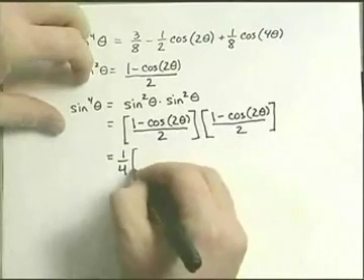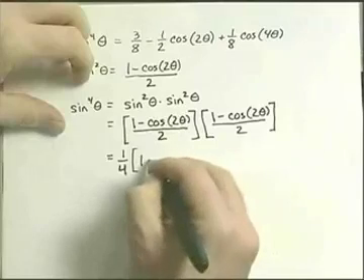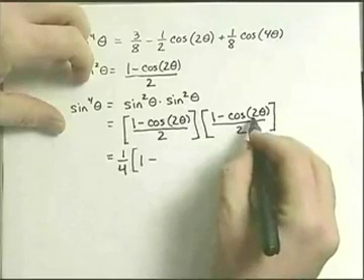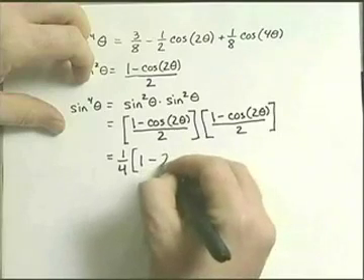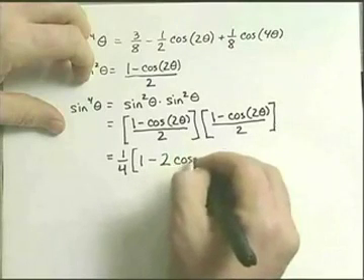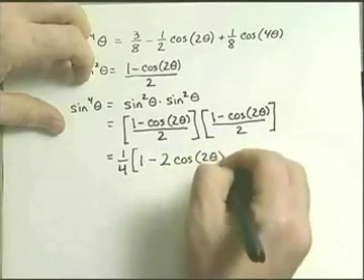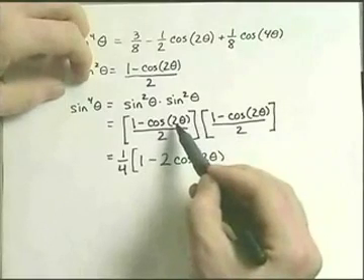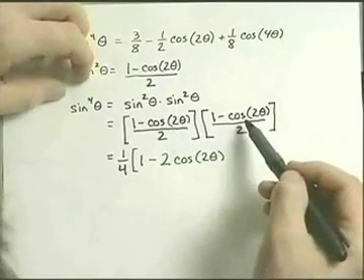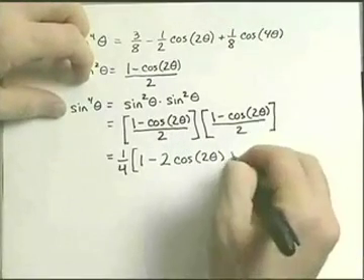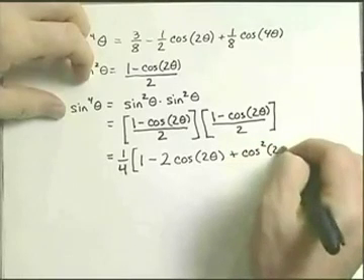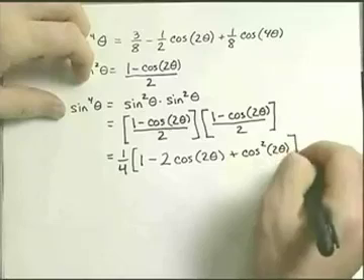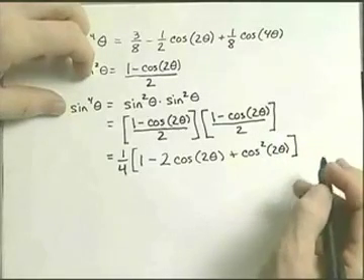First is 1 times 1 is 1. Outer gives me a minus cosine 2 theta. Inner gives me a minus cosine 2 theta. So I have minus 2 cosine of 2 theta. Last gives me minus cosine of 2 theta times minus cosine 2 theta. So that's plus cosine squared of 2 theta. And we close the parenthesis.